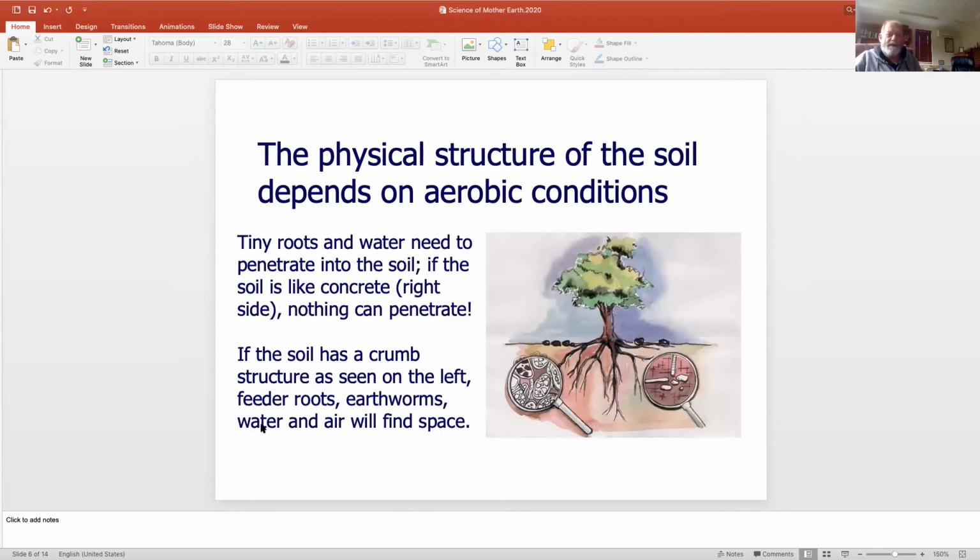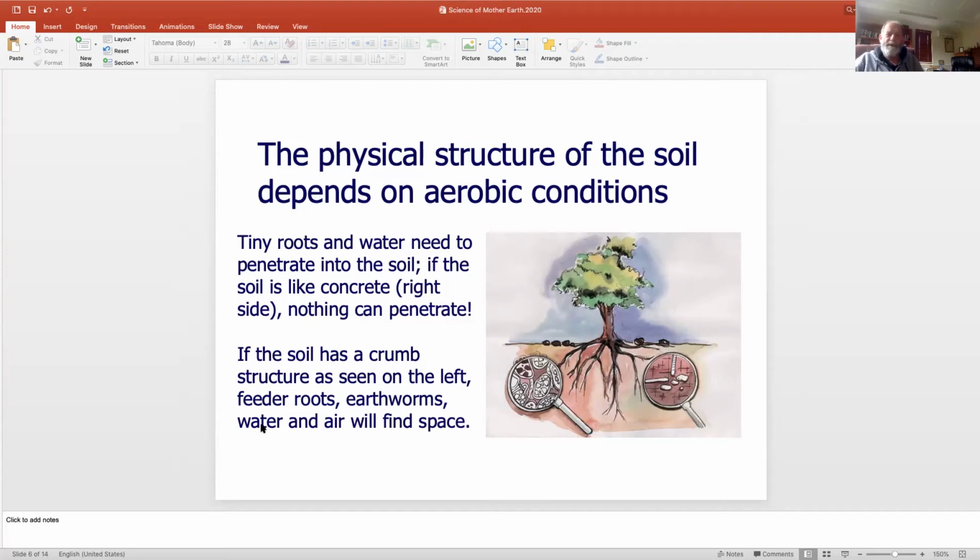The physical structure of the soil depends on aerobic conditions. In the little picture that you can see on the screen, on the right-hand side, you can see what is essentially concrete. The soil is compacted, the little roots cannot move, there's no air in the soil, and the water will not readily go into the soil because of the lack of macropores. On the left, under the magnifying glass, you can see the crumb structure of soil, and it has macropores. It has these big gaps in between the particles of soil.